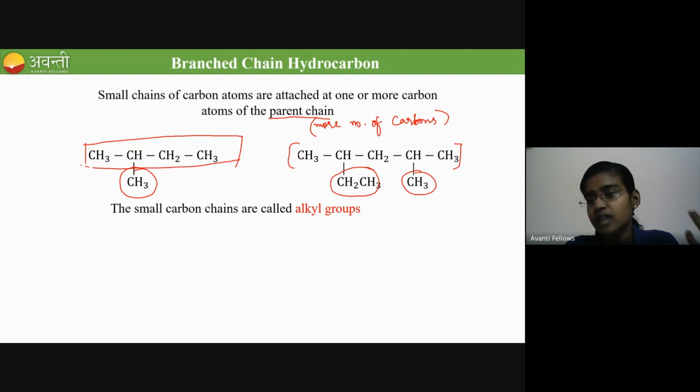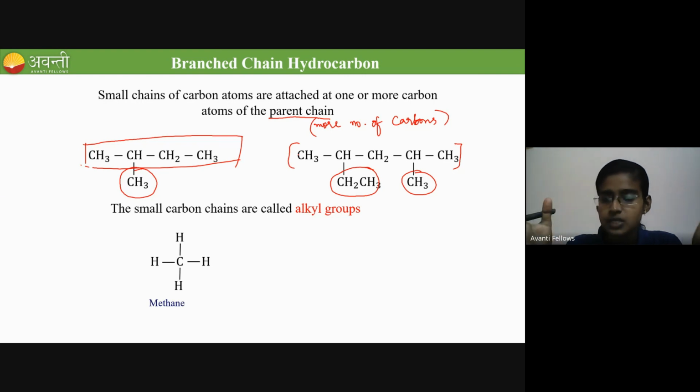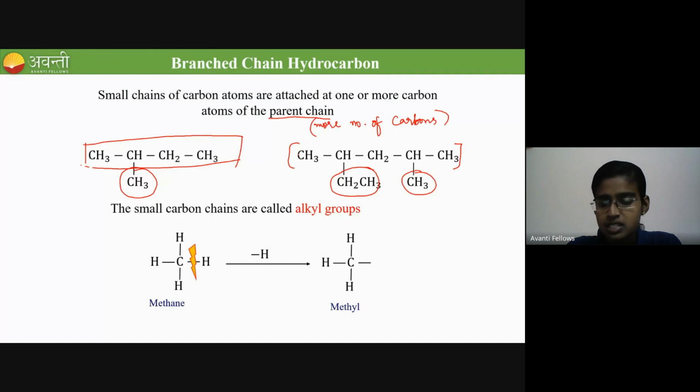And how do we get that alkyl group? From where does it come? It is coming from the alkanes. For example, if I'm taking methane and I remove one of the hydrogens, one carbon-hydrogen bond is broken and the hydrogen is removed, and by doing so I get CH3 and one bond. This is called methyl. Here I can substitute any atom or any group. Basically the CH3 part is called alkyl. Since we are deriving it from methane, it is called methyl.